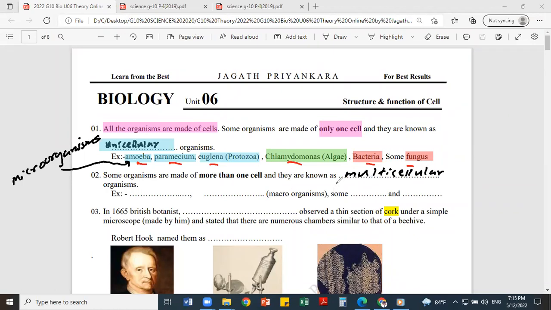Multicellular organisms. Example, you can write plants. So plants are multicellular. Animals also multicellular. Plants have more than one cell. So I have given you microorganisms. We call them macroorganisms. So not micro here, macro, right? Plants and animals are also called what organisms? Macroorganisms. Plants, animals.